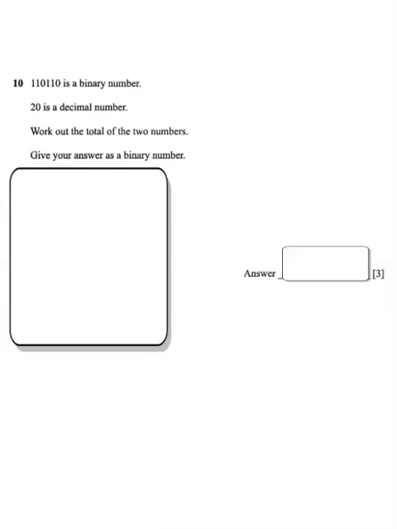So question 10 is binary. 110110 is a binary number. 20 is a decimal number. Work out the total of the two numbers. Give your answer as a binary number.